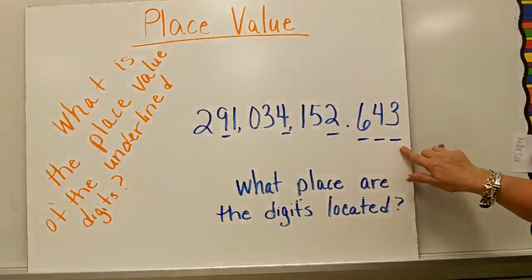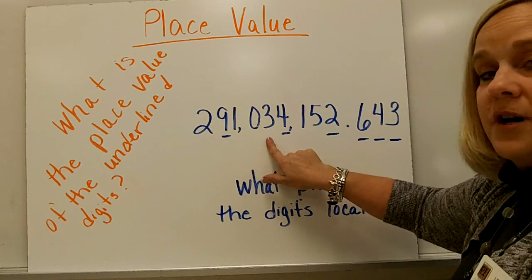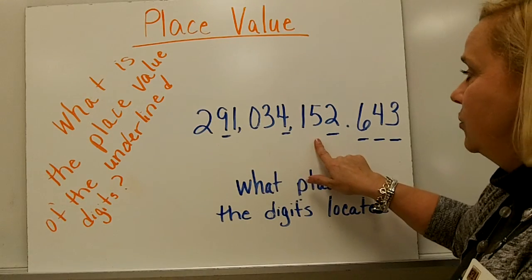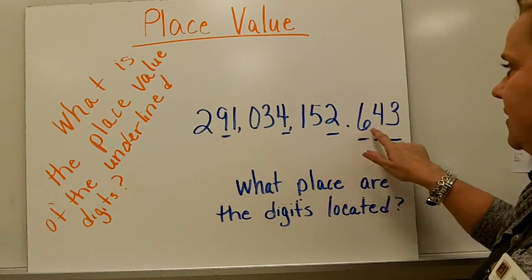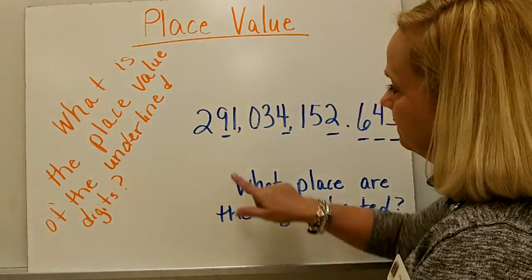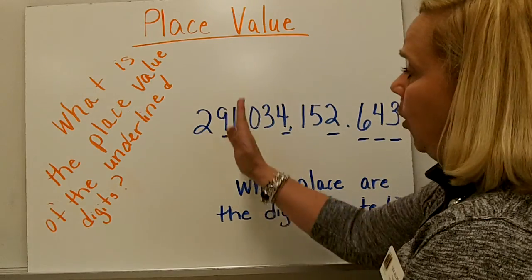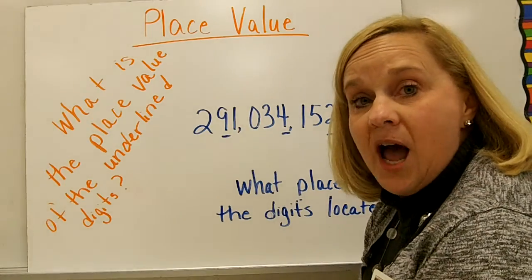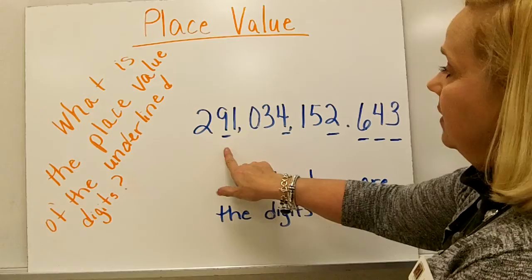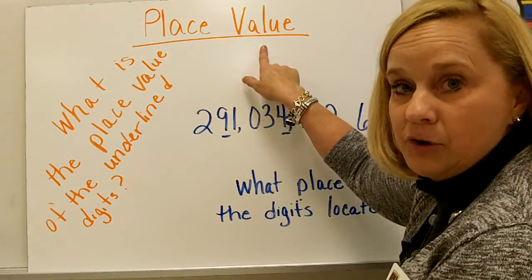All right, if you look at my number, I have 291,034,152 and 643 thousandths, the number I just used a minute ago. Notice my digit 9 is underlined. What place is that number 9 located in? This is in the 10 millions place value.